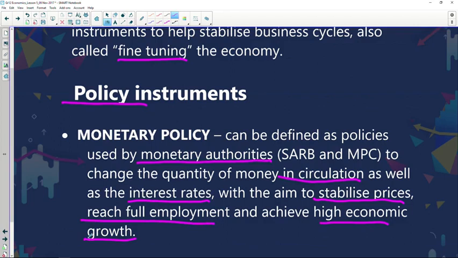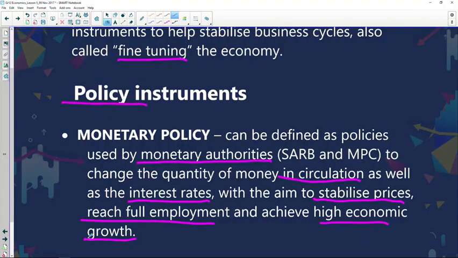There are a couple of things that are interesting in that definition, and I think what we really need to do now is unpack this definition and use practical examples to show how this could be achieved. So we know that the South African Reserve Bank and the Monetary Policy Committee play an important role in managing the quantity of money that is in circulation.